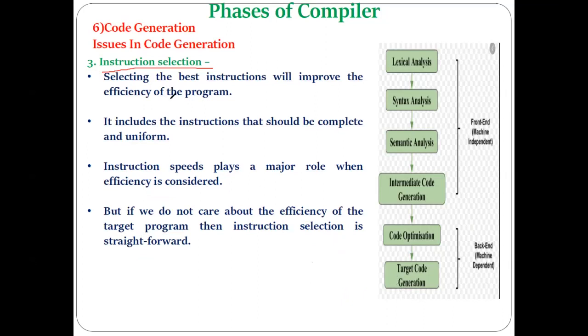So this is our third issue, that is the selection of the machine instruction for each intermediate code instruction. Understood? Because each machine has its proper instruction set, and out of that instruction set, the instruction for each intermediate code has to be selected. If that selection is proper, then definitely our final target program will be an efficient target program.